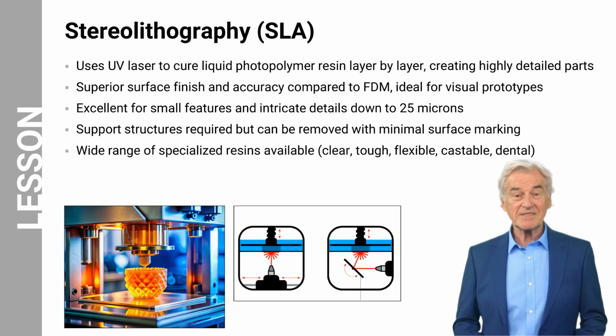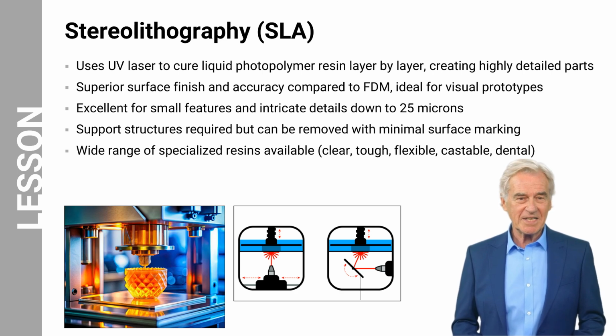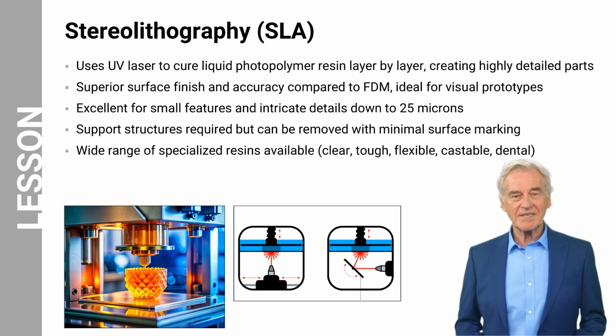The next AM technology is stereolithography, abbreviated as SLA. This technology uses an ultraviolet laser to cure liquid photopolymer resin layer by layer, producing highly detailed parts. The process delivers better surface finish and accuracy compared to FDM, making it particularly suitable for visual prototypes.